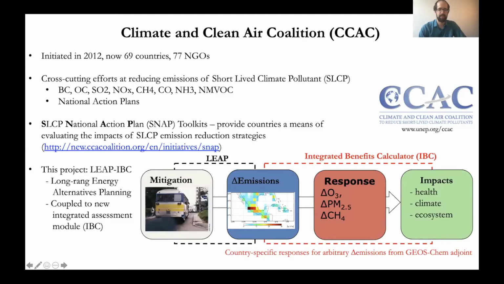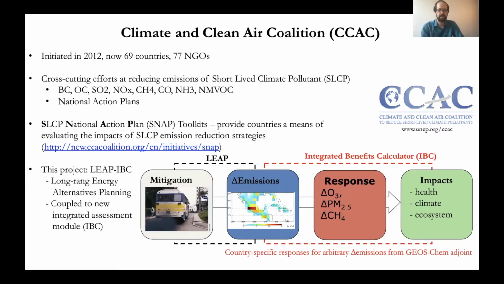The Climate and Clean Air Coalition was initiated in 2012, and it now includes over 69 member countries and 77 NGOs. The CCAC is responsible for multiple cross-cutting initiatives whose main goal is to reduce emissions of short-lived climate pollutants, or SLCPs. These include emissions of aerosols, aerosol precursor species, short-lived greenhouse gases, or their precursor emissions.